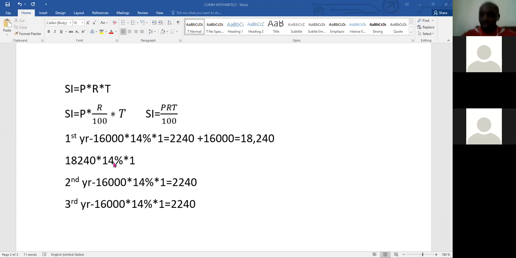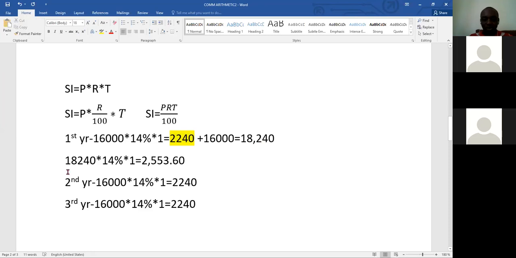Okay, so 18,240, you multiply this one times 14%. The amount of interest you will get here, from my calculation, is 2,553.6. Those are the 60 cents. So this is the compound interest that you have earned. So in the first year, compound interest, this is what you did. Okay, so you added it.